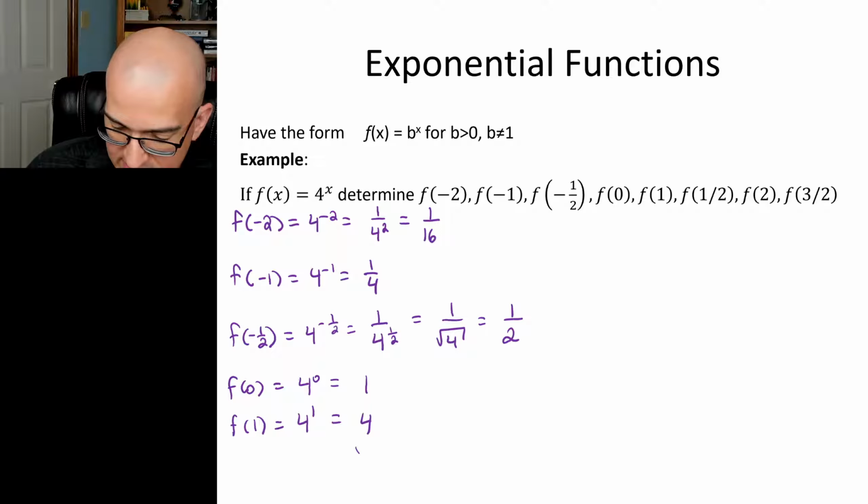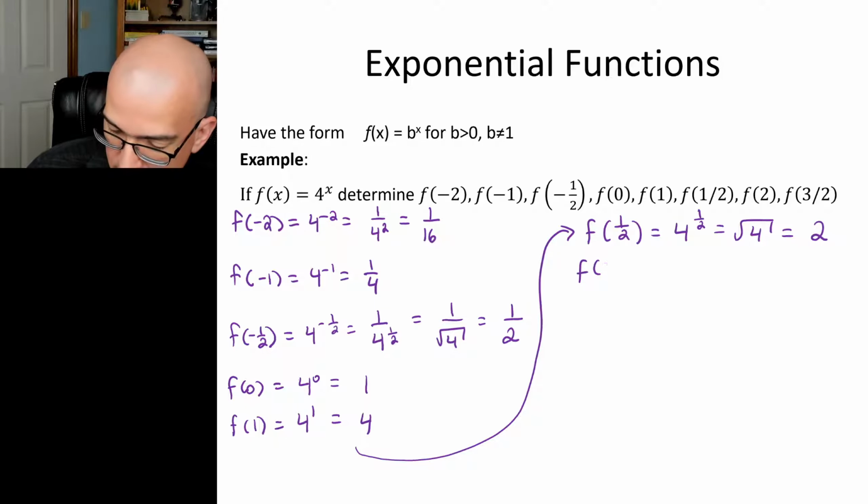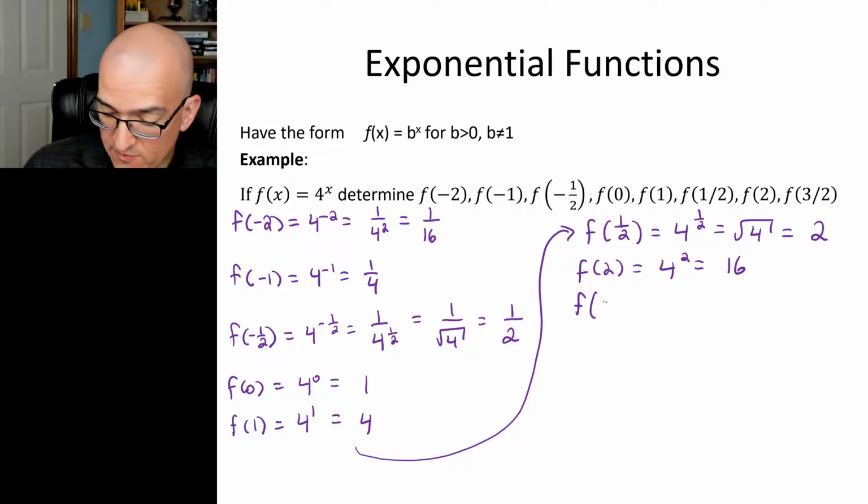And now we'll do the next set up here. F of 1/2 is 4 to the power of 1/2, which I'll convert into square root of 4, which is 2. F of 2, which is 4 to the power of 2, which is 4 times 4, so 16. And the last one, we plug in 3 over 2. We're going to have a few more steps to do. 4 to the power 3 over 2.